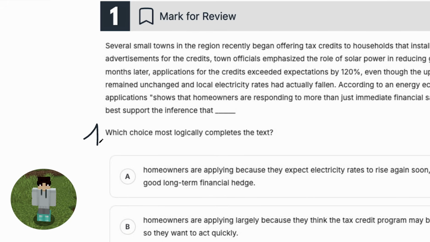You don't absolutely have to do this, but it does help at least a little bit. For this question, it doesn't really help us too much because it's just saying which choice most logically completes the text, but if it said something more complex, it might actually be beneficial to us.